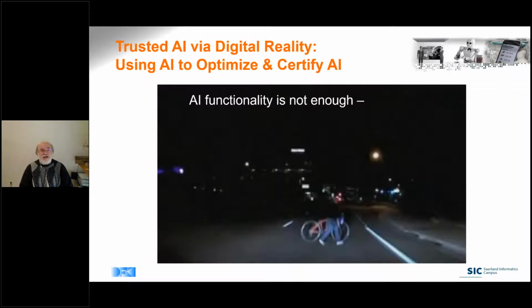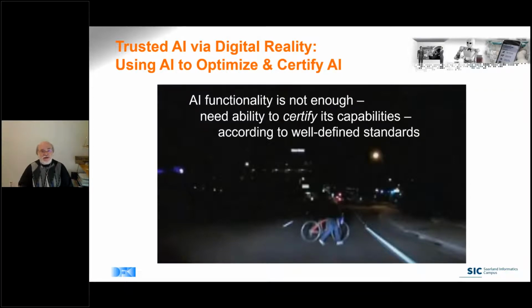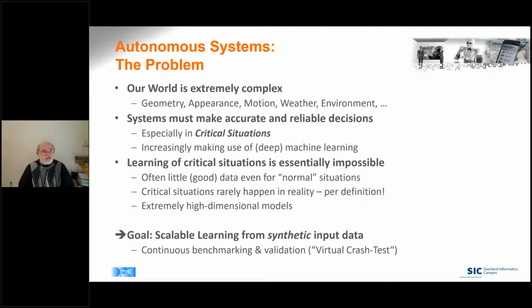So functionality is not enough, but we need the ability to certify, to guarantee what its capabilities are and where it stops working, right? And we need to be able to do this according to well-defined standards, so we can actually talk about and compare different AI systems. And a lot of that is simply not possible today. And why is this? Well, our world is extremely complex in terms of geometry, of how objects appear, how they move, about weather. And even due to this extreme complexity, an AI system must reliably make a correct decision, even in critical situations. And I usually use a kid running in front of a car, right?